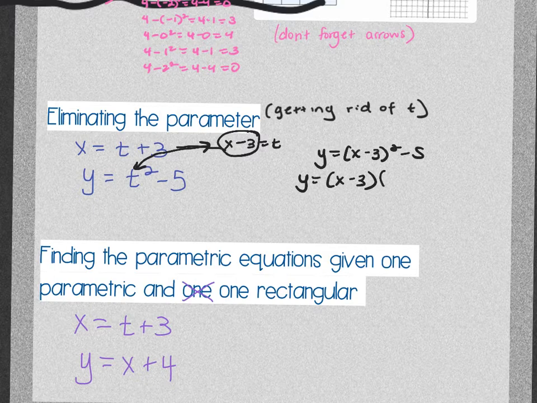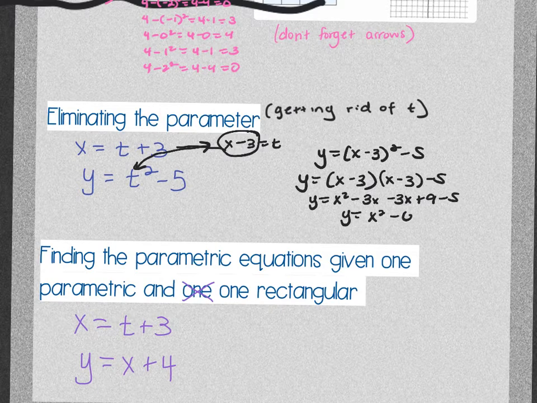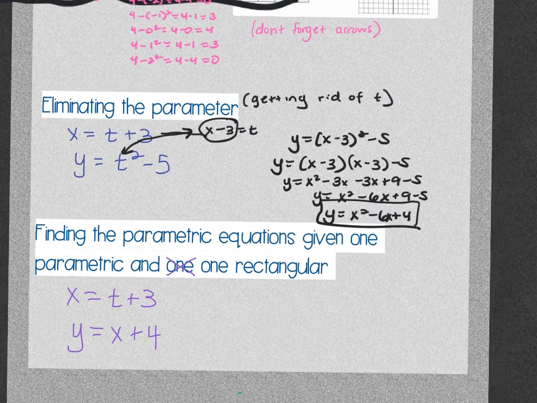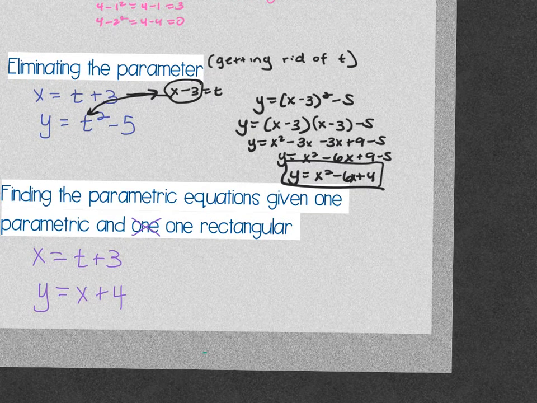Expand that. x squared minus 6x plus 9 minus 5. And then just combine your like terms. Oops, minus 6x. And there's the equation. If it had asked you to graph that, which I won't, it would be a parabola. And it just doesn't have the T anymore, so you don't have the orientation on the graph. It's an approximation of what it would look like, but it's not exact.